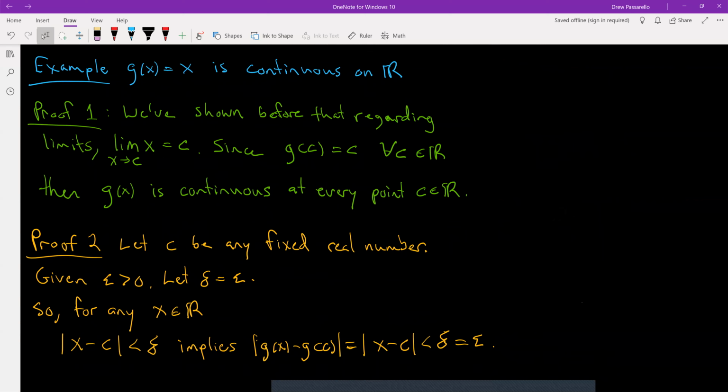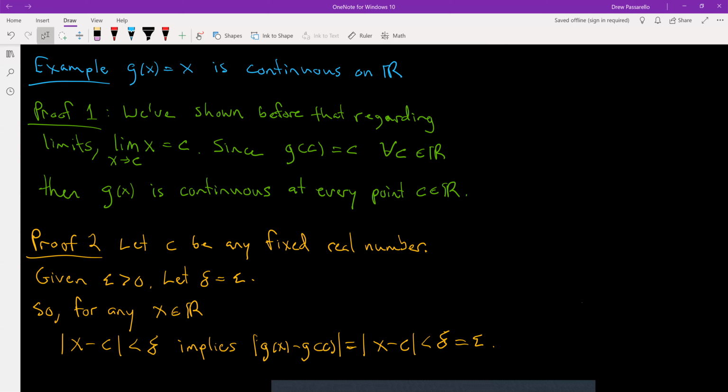And the first example, if we have the function g of x equal to x, it's continuous on the entire real number line. So we've shown before that for limits, the limit as x approaches c of x is equal to c. So since we've already shown that, and since it's true that if you evaluate c in the function g, you get c. So since that's true for all c, then g of x is continuous at every point c in the real numbers.